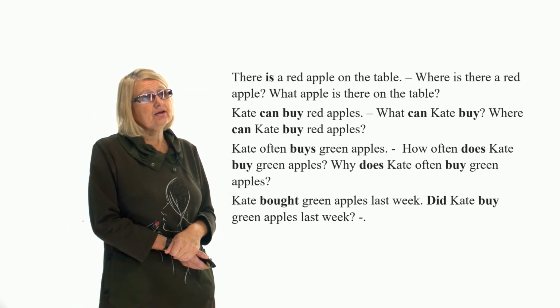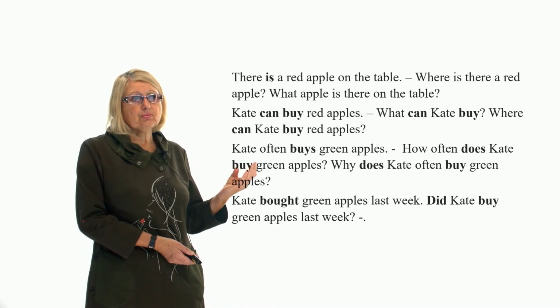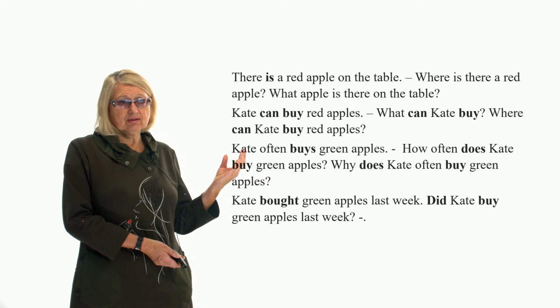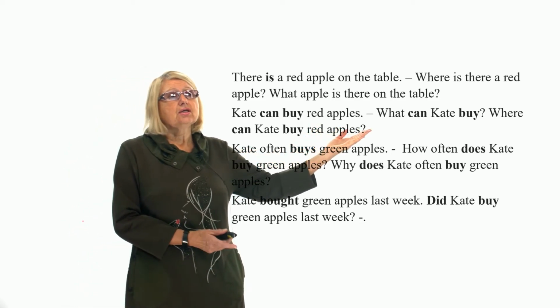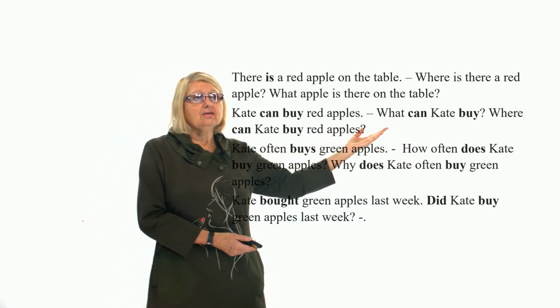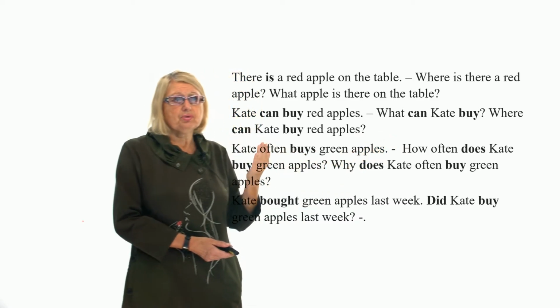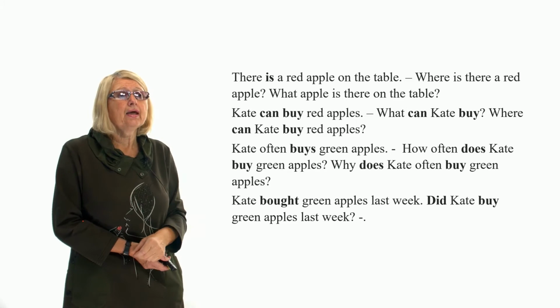Kate can buy red apples. What can Kate buy? Where can Kate buy red apples? You see, what, where, when, and then goes auxiliary verb. And after that goes a subject.